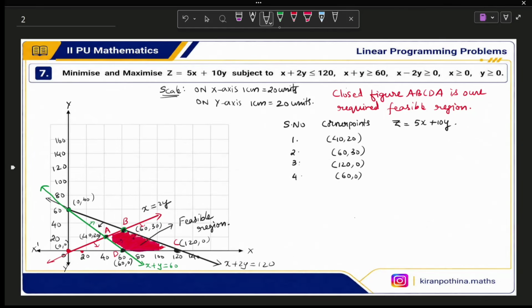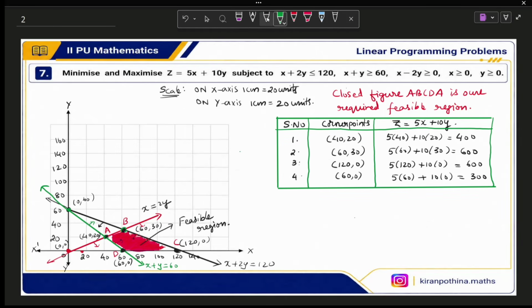Now we have to substitute these values here. First one, 5 into 40 plus 10 into 20: this is 200 plus 200, which is 400. Next, 5 into 60 plus 10 into 30: this is 300 plus 300, which is 600. Next, 5 into 120 plus 10 into 0: here also we are getting 600. Last, 5 into 60 plus 10 into 0: here we are getting 300.